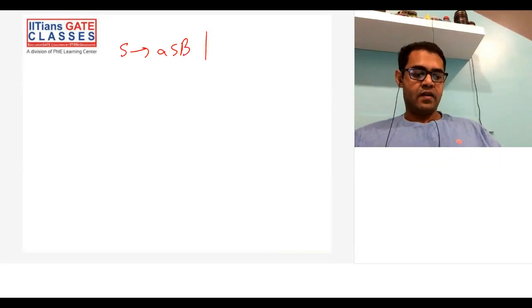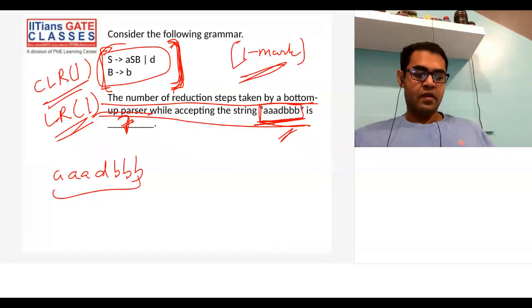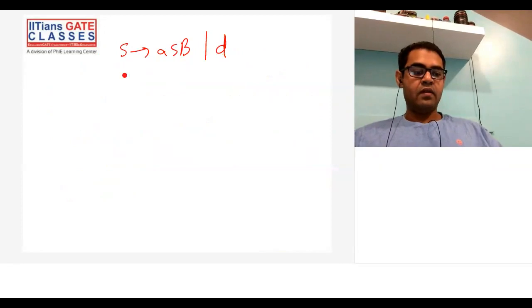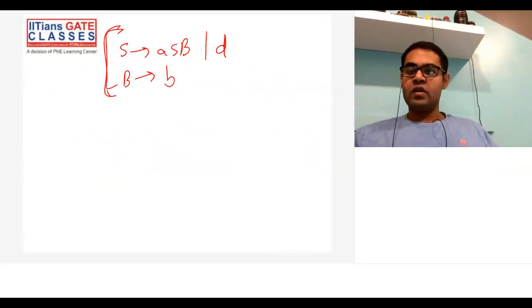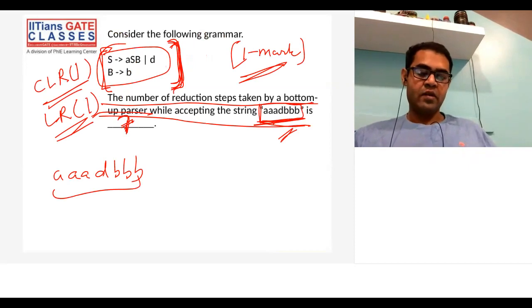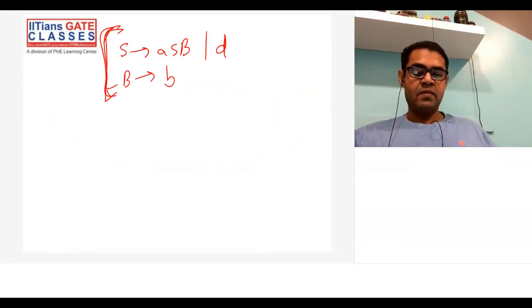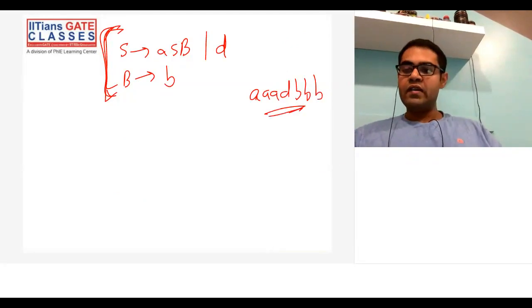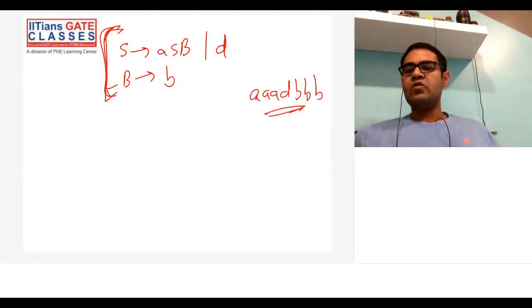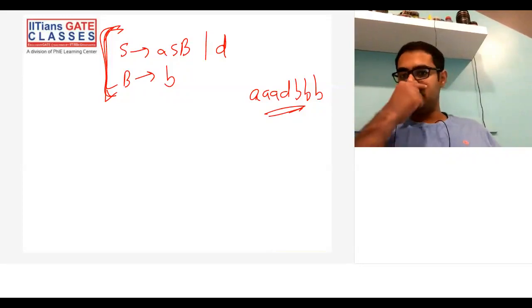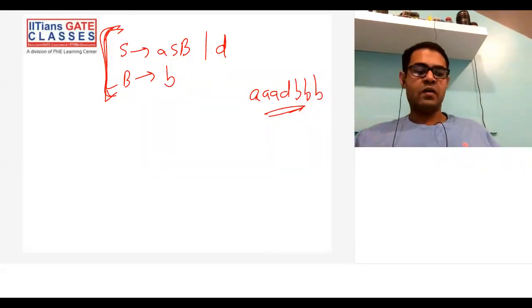S derives ASB, and it is D, I suppose. Yeah, D, and then B. So these are the two productions given for the grammar. And the string is AAADBBB. Now I'll try and draw a parse tree. We don't have any method to draw this; you have to draw it manually, and it will come through practice.